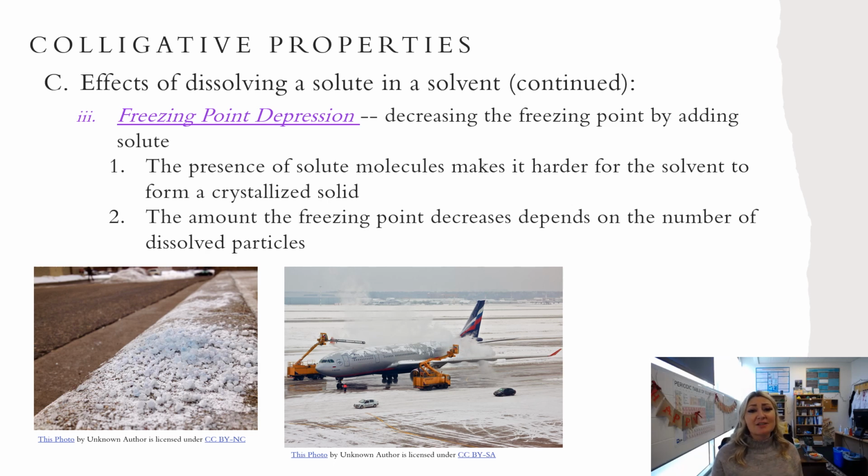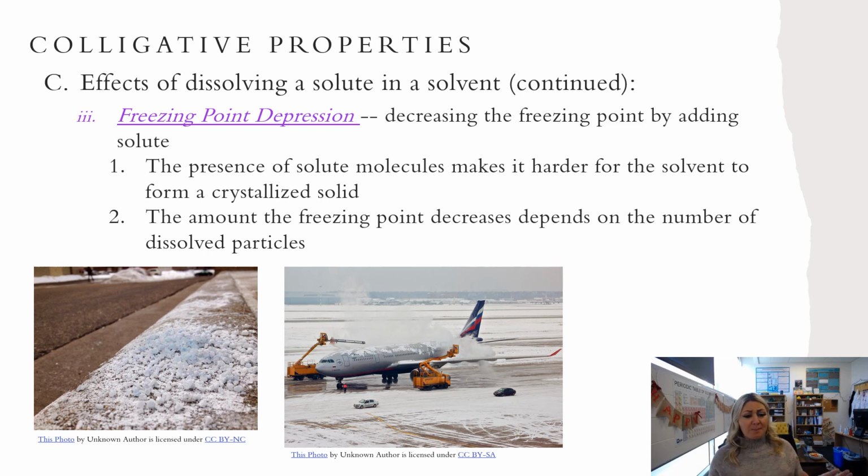The presence of the solute makes it more difficult for the solvent to form a crystallized form. So to go from a liquid to a solid, to freeze, your molecules are going to have to move and form an orderly structure. If you have a solute in there blocking that formation of the crystallized structure, it's going to take a lower temperature for it to freeze. It's more difficult. So the amount of the freezing point decrease depends again on the number of dissolved particles. The more solute I add, the lower temperature it's going to freeze at.